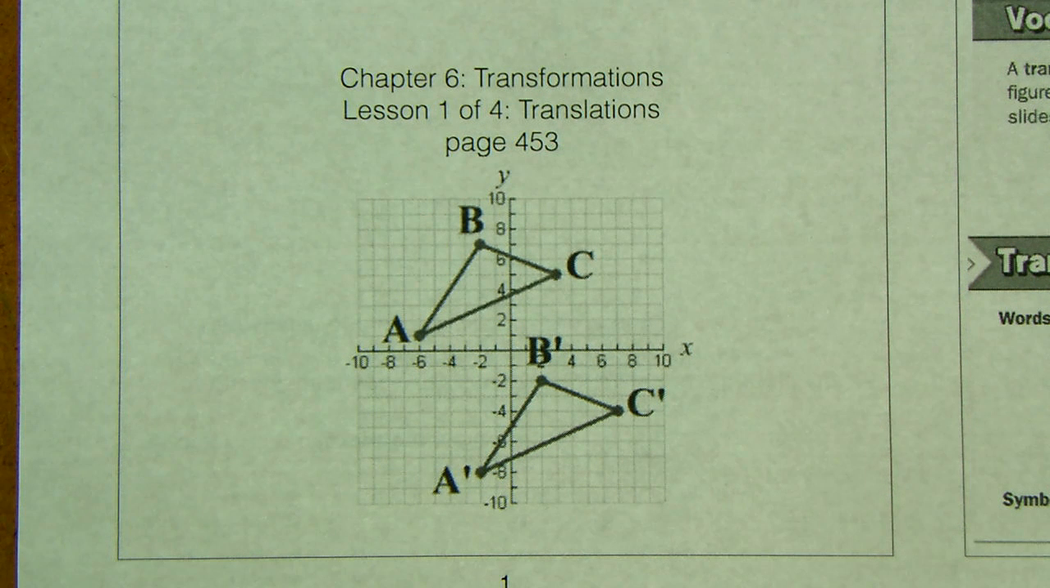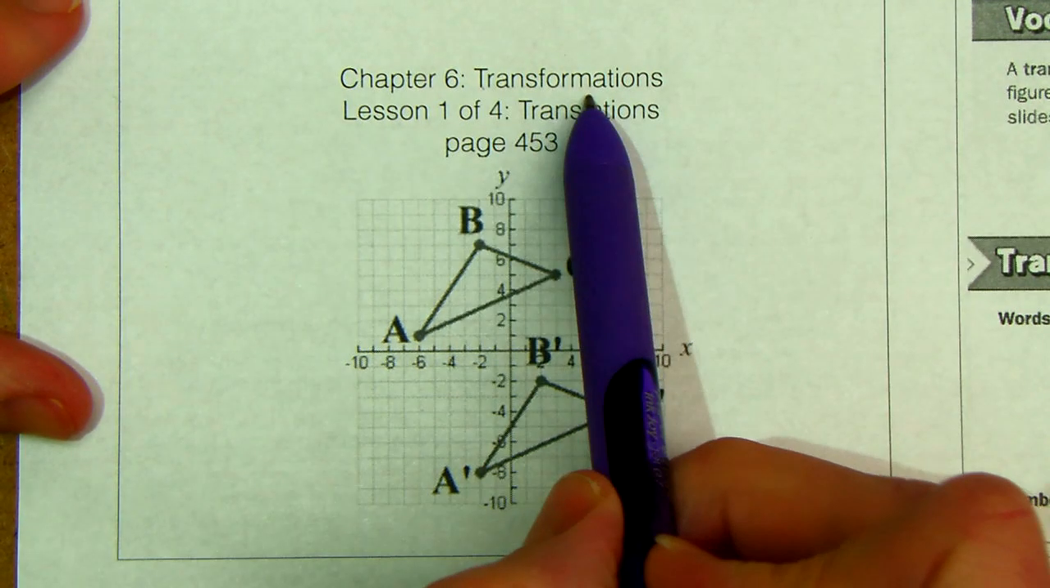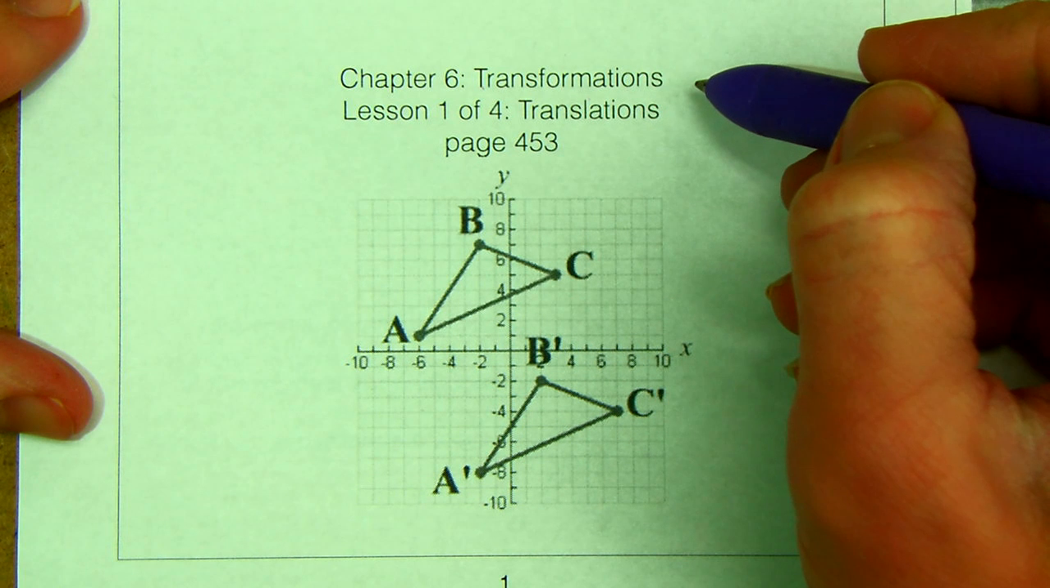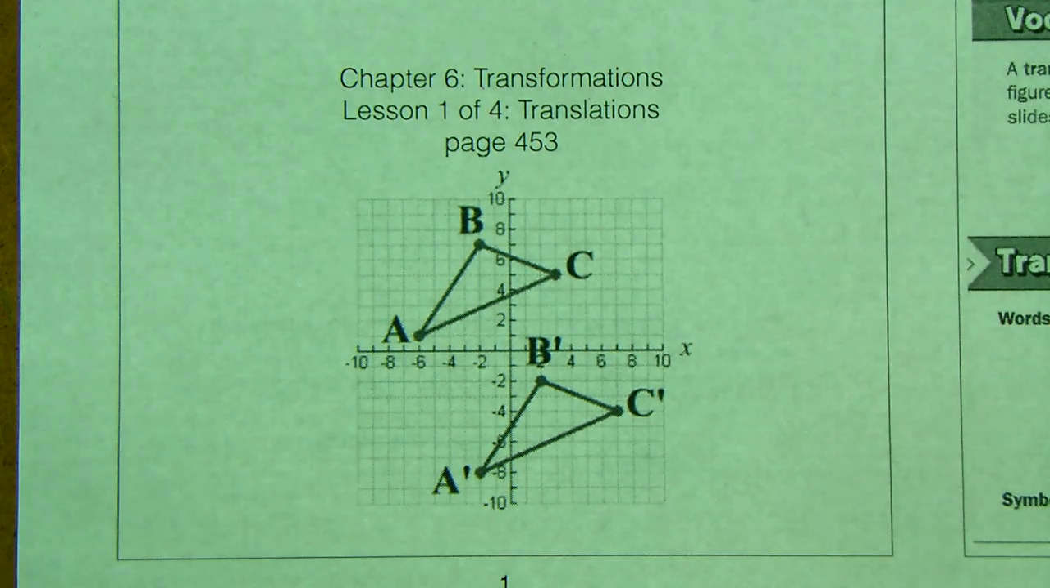There are 4 types of transformations. We can transform a figure by translating it, by reflecting it, by rotating it, and by dilating it. Today we are just translating it. Here's an example of a translation. A couple things I want to point out.